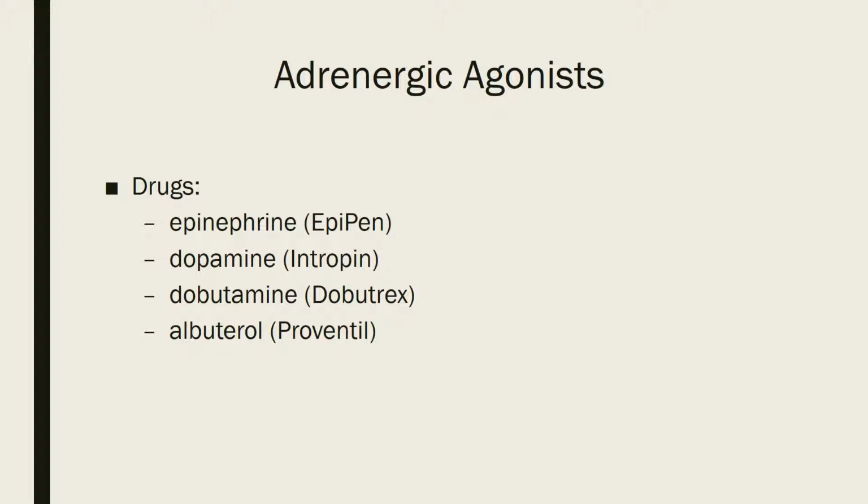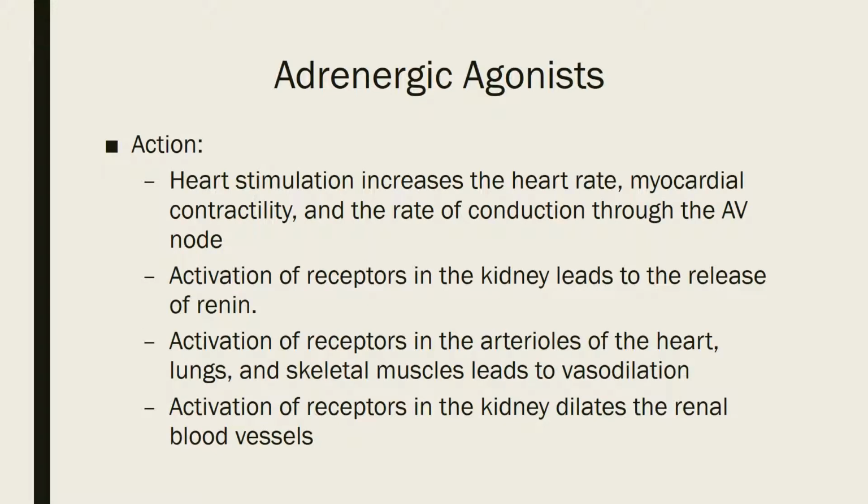Okay, adrenergic agonists, which are epinephrine, dopamine, dobutamine, and albuterol. The actions are going to be heart stimulation: increases the heart rate, myocardial contraction or contractility, and the rate of conduction through the AV node. Activation of receptors in the kidney leads to the release of renin. Activation of receptors in the arterioles of the heart, lungs, and skeletal muscles leads to vasodilation. Activation of receptors in the kidneys dilates the renal blood vessels.